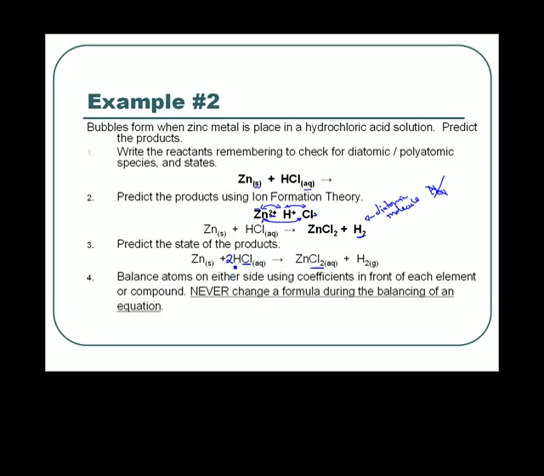Now that those are balanced, I'm going to check out my hydrogens. So I now have 2 hydrogens on the reactant side and 2 hydrogens on the product side. So my hydrogens are balanced. The next thing I check is my zincs. I have 1 zinc as a product, 1 zinc as a reactant. My zincs are balanced. So there's my balanced chemical equation. Note that I didn't change any formulas. And there we have it.